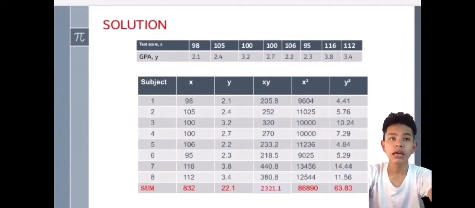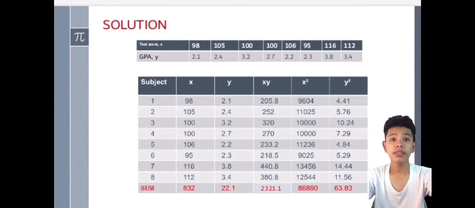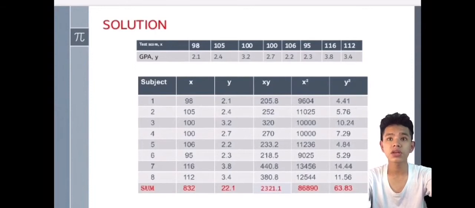Okay, sa subject 1, meron tayong 98 ang x natin. So, since 98 siya, we need to multiply by itself. So, 98 times 98 equals 9,604. Okay, so number 2 is 105 times 105, ang answer ay 11,025. And then 100 times 100, that is 1,000. And 106 times 106, ang answer is 11,236. And number 6, the 95 times 95, that is 9,025.